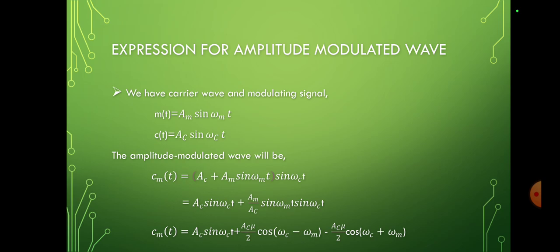We know that mu is equal to Am by Ac. Therefore, the equation becomes Ac sin omega c t plus Ac mu by 2 into cos (omega c minus omega m) t minus Ac into mu by 2 into cos (omega c plus omega m) t.